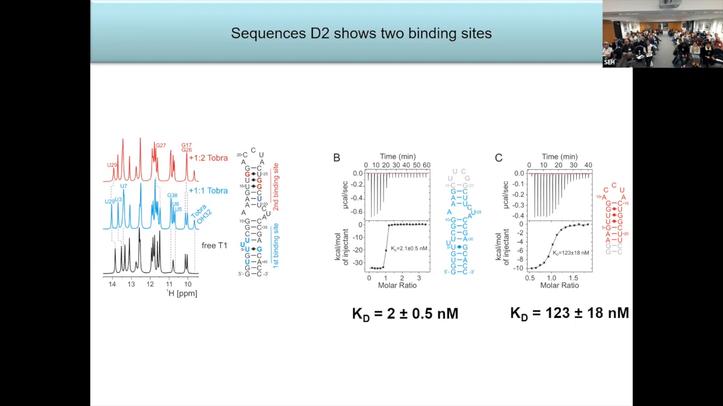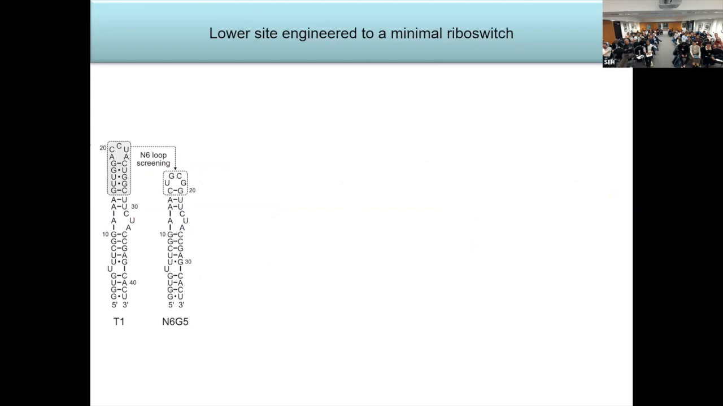And then we also took the complete aptamer, and we deleted the upper and the lower binding site by point mutation, and we could show that there is no cooperative binding. So it's indeed only the lower binding site that has this riboswitch activity. And then we wanted to further improve them.